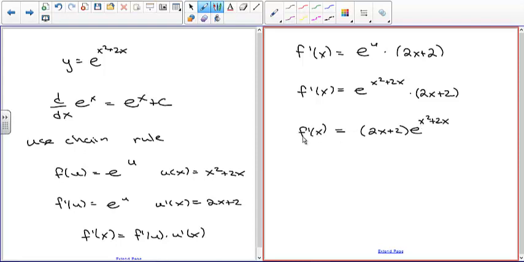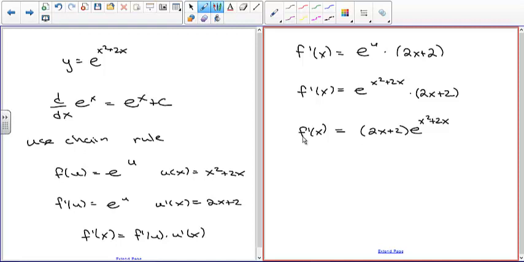So that's the derivative. And again, once you get good at this, you don't need to write this out if you know what you're doing. You just say, the derivative of e to the x squared plus 2x is e to the x squared plus 2x times the derivative of the exponent, which is 2x plus 2, and you could go straight to that result. You just look at your original function, take the derivative of the exponent, and multiply by the original function that you had.